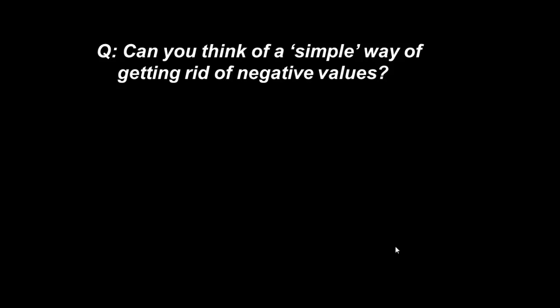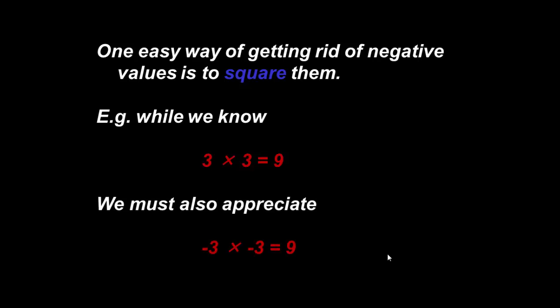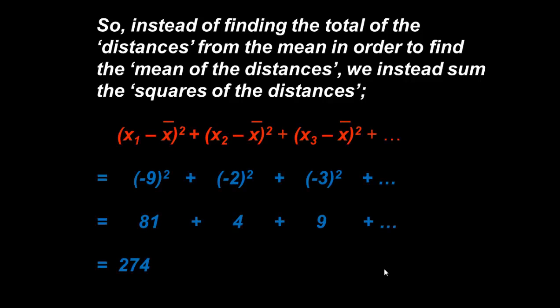Okay, well, one way of getting rid of negatives is to multiply them, to square them, to times them by themselves, because if we recall, a negative times a negative gives a positive. For example, positive 3 times positive 3 is 9, and also negative 3 times negative 3 is also 9. So we could square every deviation, and those that were positive remain positive, those that were negative would magically become positive. Okay, let's do that with our data set. So here we are. So I've got my negative 9 squared, my negative 2 squared, etc, etc. I work it all out, work the whole thing through, and I get a grand total of 274.